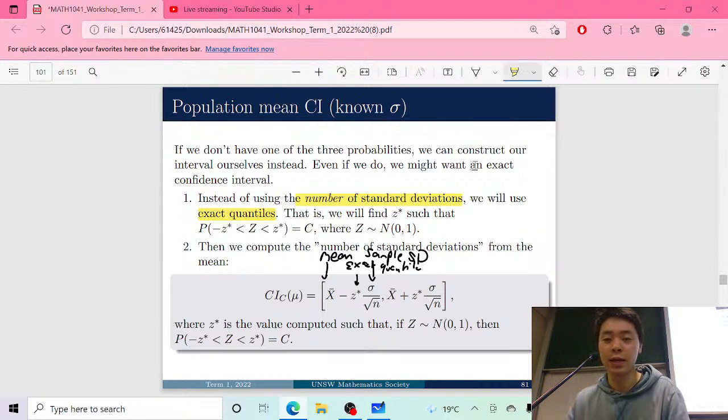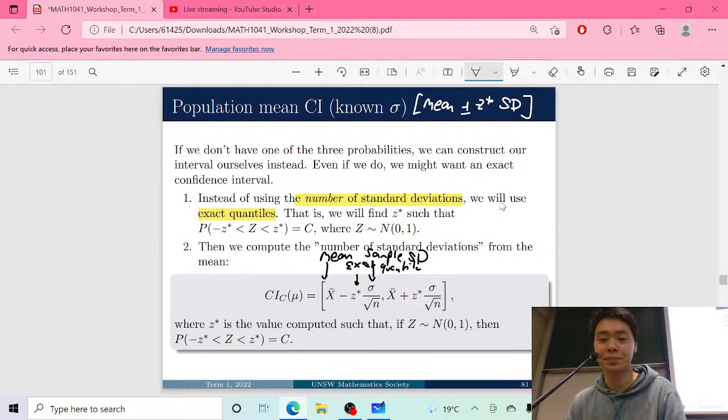So another way of looking at it is that you're looking at, let me just write it up here. So you're looking at mean plus or minus Z star times standard deviation. Cool.